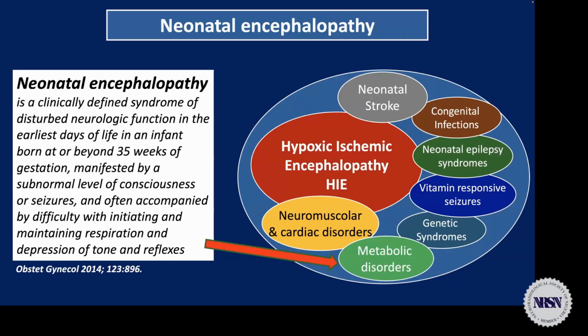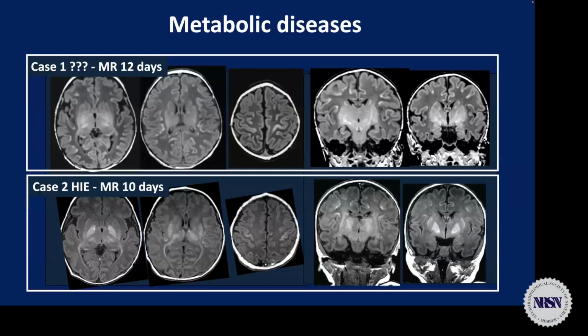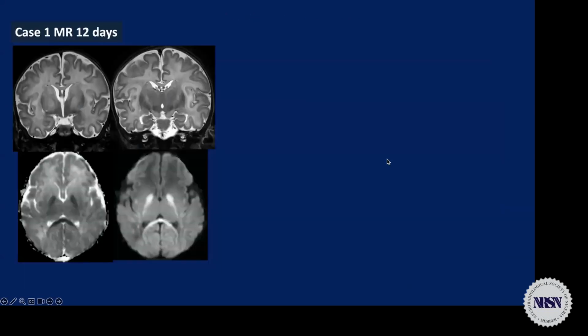Neonatal encephalopathy means a lot of different things. I would just spend 2 words about metabolic disorders, because sometimes they can enter the differential diagnosis with HIE. Look at these 2 cases. They seem very similar. Case 1, MRI at 12 days. Very similar to this case that is actually HIE at 10 days. Same location, Rolandic cortex, basal ganglia, etc.